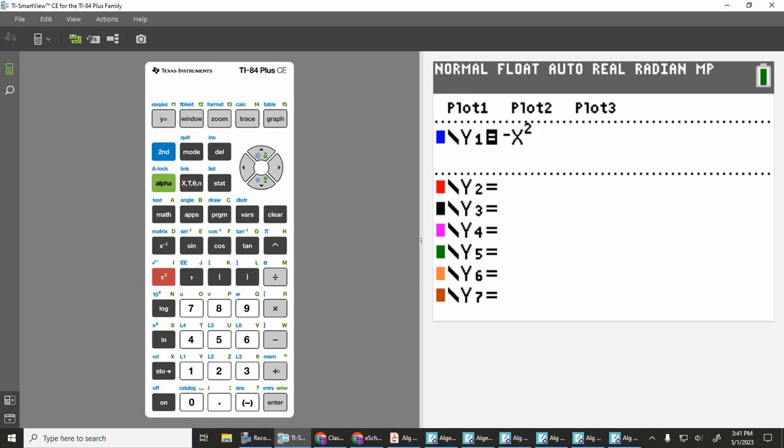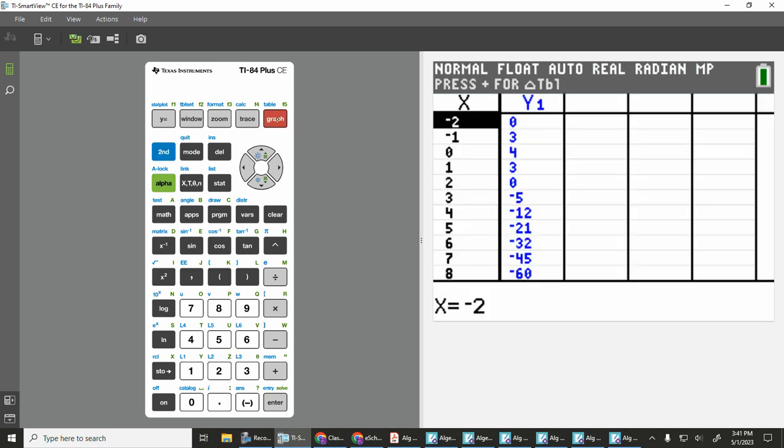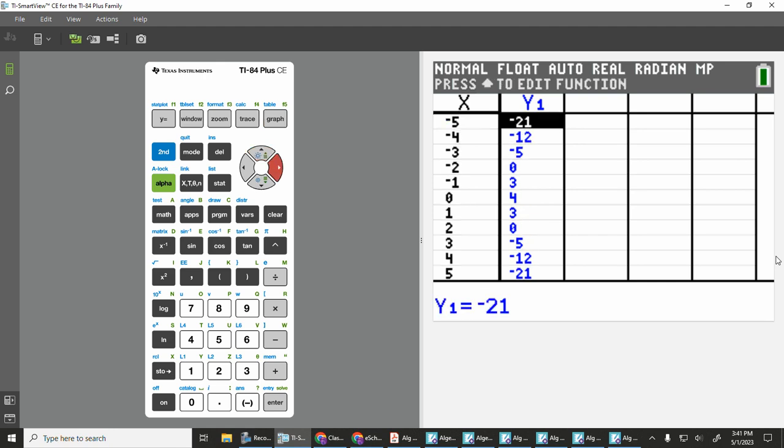plus 4. Go to my table, second graph, and look for my symmetry in the y column. All right, right now I don't have it. I have a 0 at the top, a -60 at the bottom. So I'm going to go searching for my symmetry. There it is. We got -21 at the top, we've got -21 at the bottom. So there's my symmetrical pattern.